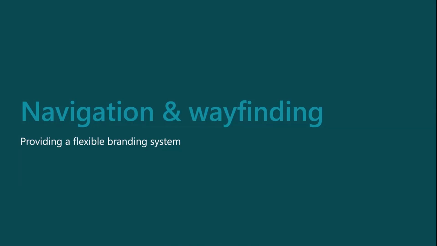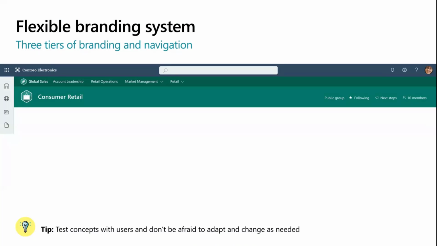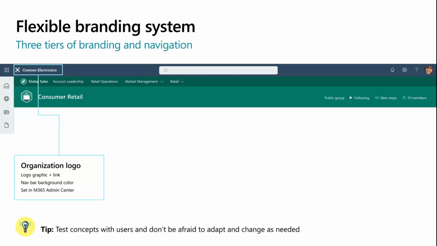Next up, I want to talk a bit about navigation and wayfinding. So really thinking about providing this system of giving people cues and structure as to how you want them to navigate through the site and how you want them to work. So as we look at this, we go back to this concept of 3 tiers, but you'll notice potentially here a new thing. So first we start with that org logo again.